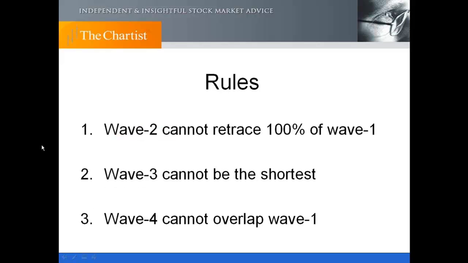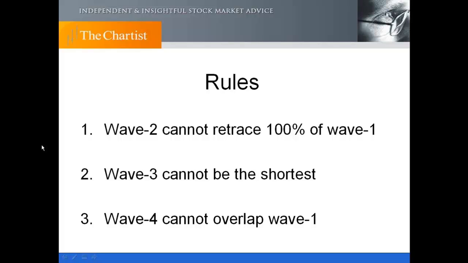Rule 2, wave 3 cannot be the shortest wave. So it's very important to understand here that when wave 1 occurs, wave 3 can be of equal length to wave 1. Wave 5 cannot be any longer than wave 3. So wave 3 is usually the longest, but it certainly can never be the shortest.